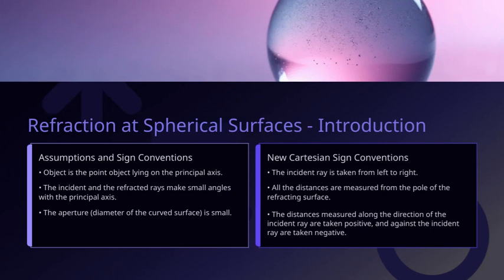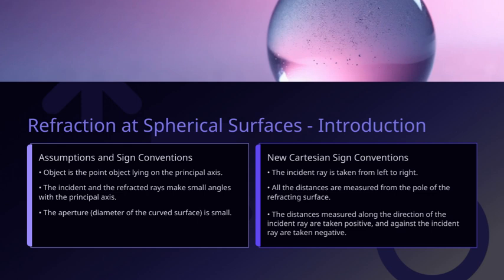Let's go over some key points about the sign conventions we use in refraction at spherical surfaces. First, any distance measured along the direction of the incident ray is considered positive, while distances measured against it are taken as negative. This helps us keep track of the directions consistently. All these distances are measured from the pole of the refracting surface, which acts as our reference point. When we talk about the incident ray, we assume it travels from left to right, which simplifies our analysis and makes the sign conventions easier to apply.